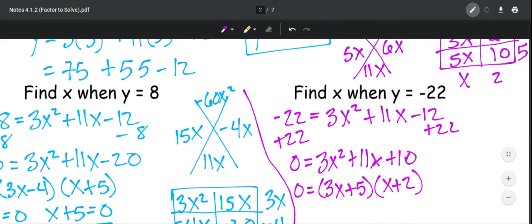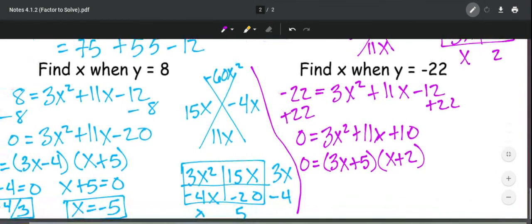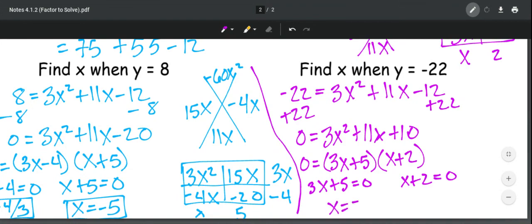All right, once you get your two factors, just do a little bit of mental math to see if it works. So I get 3x plus 5 equals 0 and x plus 2 equals 0. So I subtract 5, then I divide by 3. So I get negative 5 divided by 3. And then I subtract 2, to get negative 2. So those are my two answers.